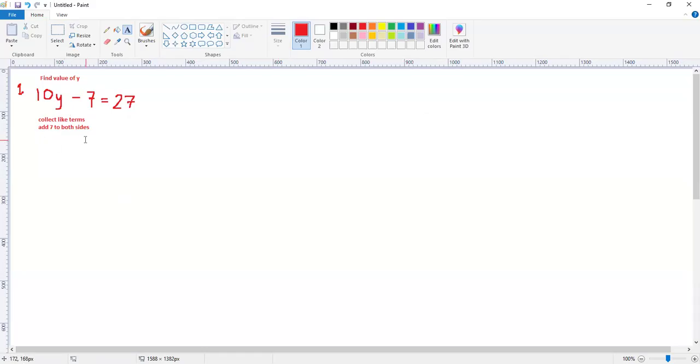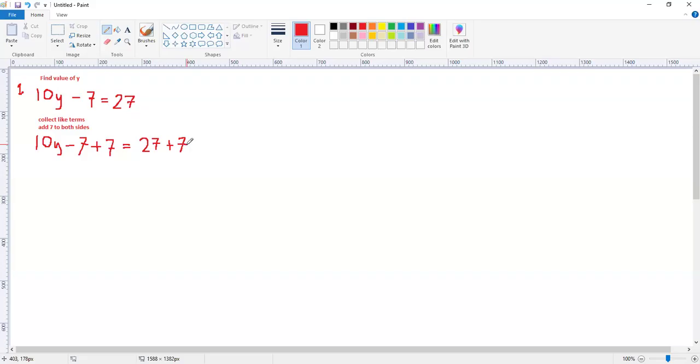Okay, so we're going to add 7 to both sides. All right. So if I add 7 to both sides, what I'm going to have is 10y minus 7 plus 7. And this will be equal to, now this is the right hand side of the equal sign, so I'm going to also add 7 to it. 27 plus 7. Okay.